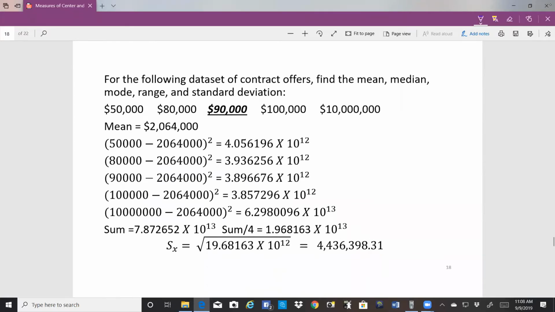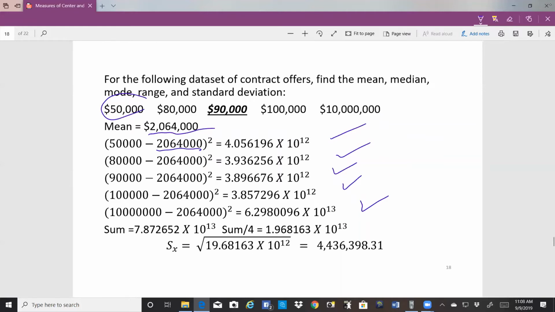Now, basically, you take each value, subtract off the mean, which was 2,064,000, square it, and do this for each data point. And I won't show you how to do this individually on the calculator because we're going to put this data in the calculator and show that we can get the same thing much easier.